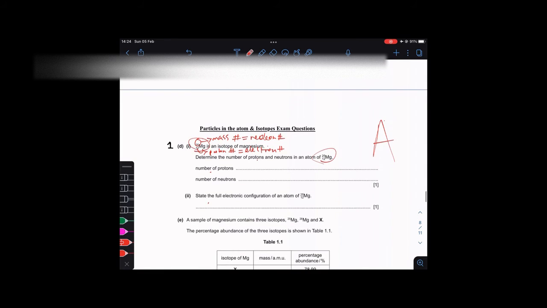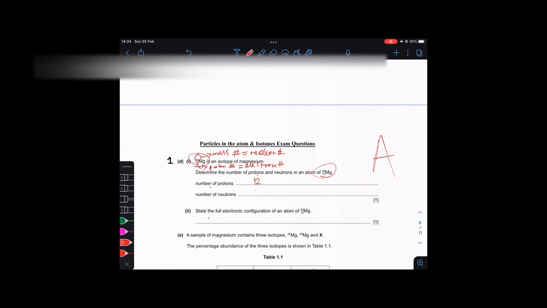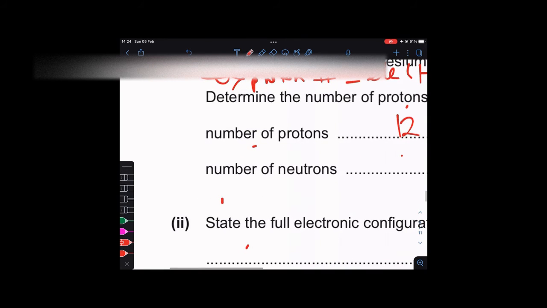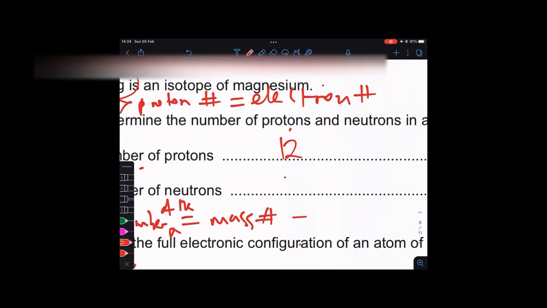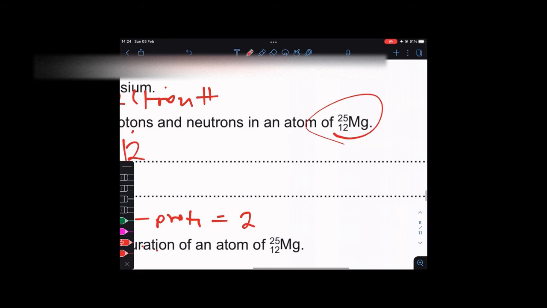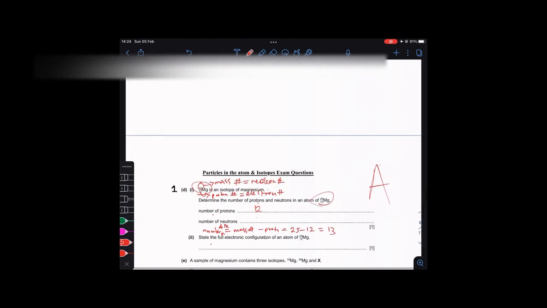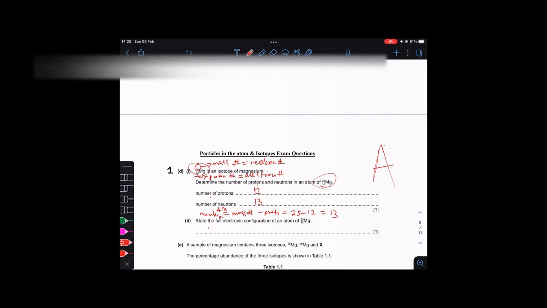So the number of protons is already there. That's the smaller value for this symbol, which is 12. And then the number of neutrons equals the mass number minus the proton number. So in this case, what's the mass number? The mass number is 25, minus 12, which gives us 13. So this gives us 13, and that's all you need.